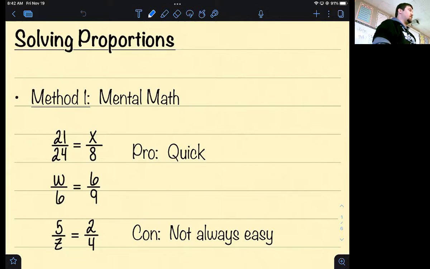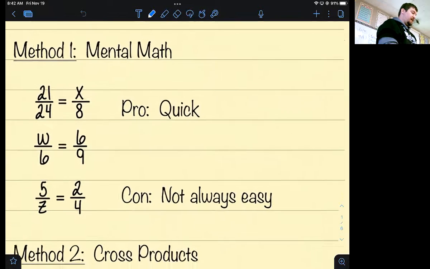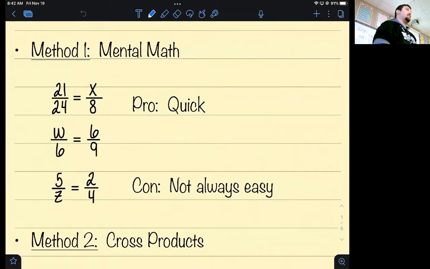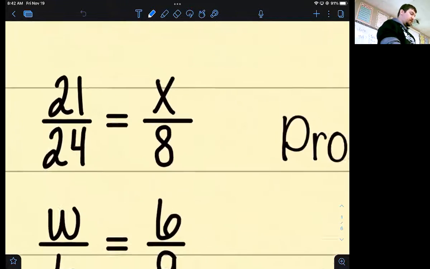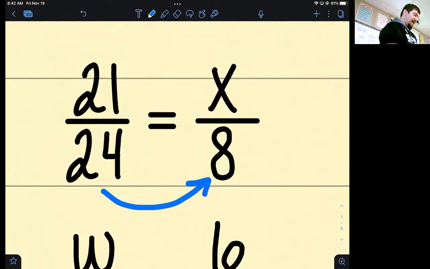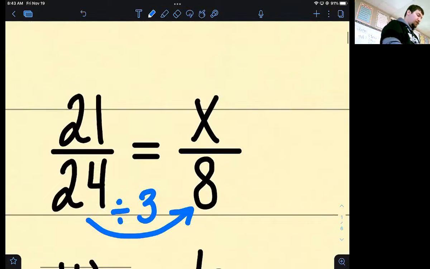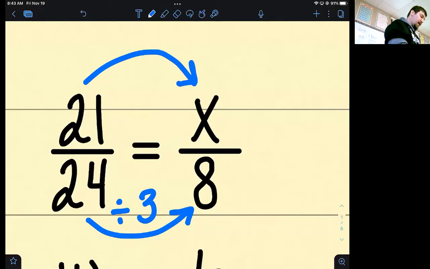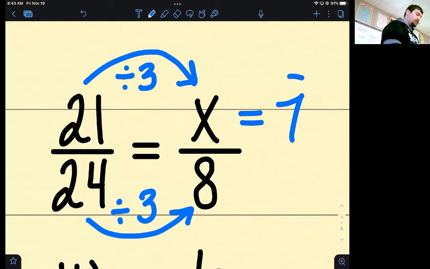There are 2 ways that you can do this. The first method is by using mental math. So for example, look at this first set of proportions here. I need to know what number for X would make this proportional. What would make them equal? So I could think of it as 24 is being divided by what to get to 8? 3. So you could say it's like being reduced by 3, right? Well, if I reduce 21 by 3, what's that going to make X equal to? 7. Well, that's easy.